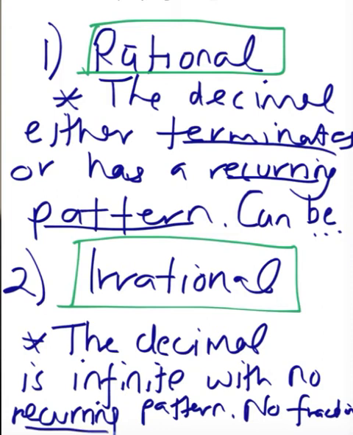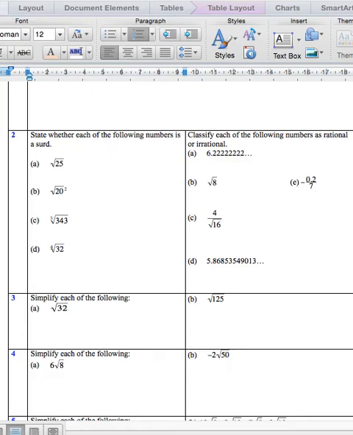So it's sort of the opposite. But also it cannot be turned into a fraction. So no fractions when it comes to irrational numbers. And that's pretty much it. So put this into your own words and show the difference between the two.